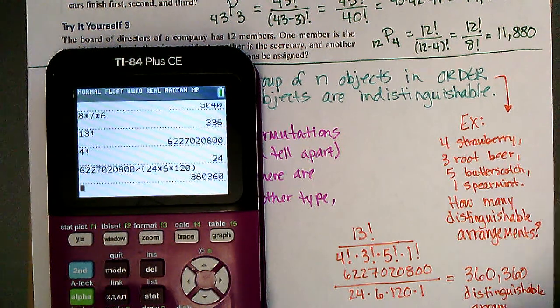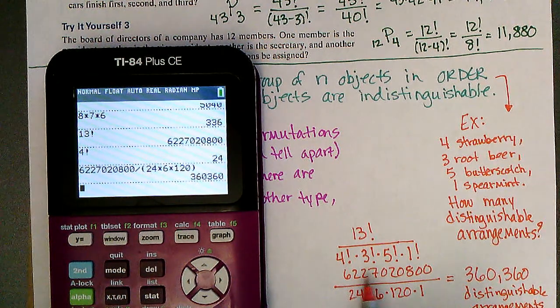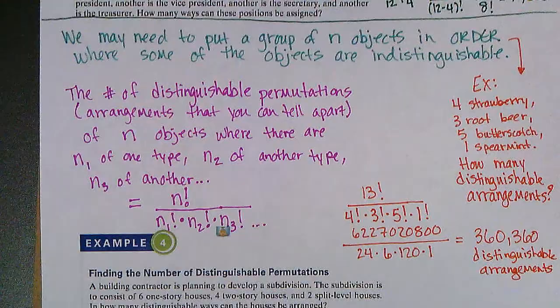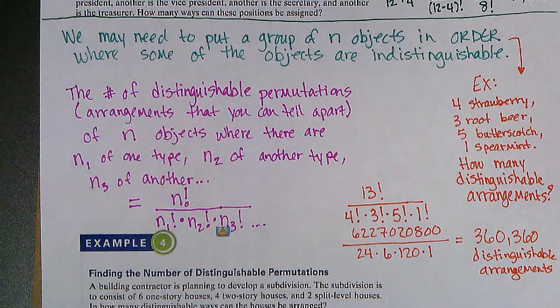Now, how many total arrangements? There would be this numerator up here, that 13 factorial. That's a big number. But we couldn't tell them apart because, like, if 2 strawberries swap spots, you wouldn't be able to tell them apart.